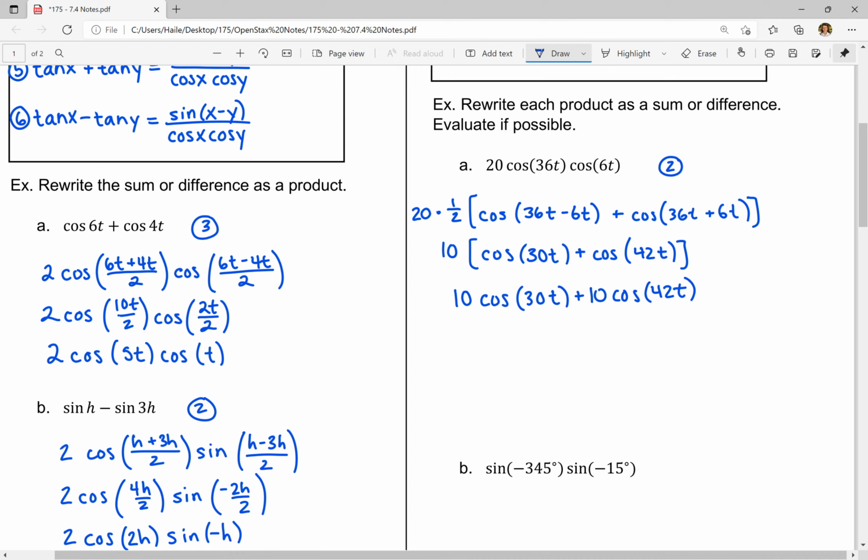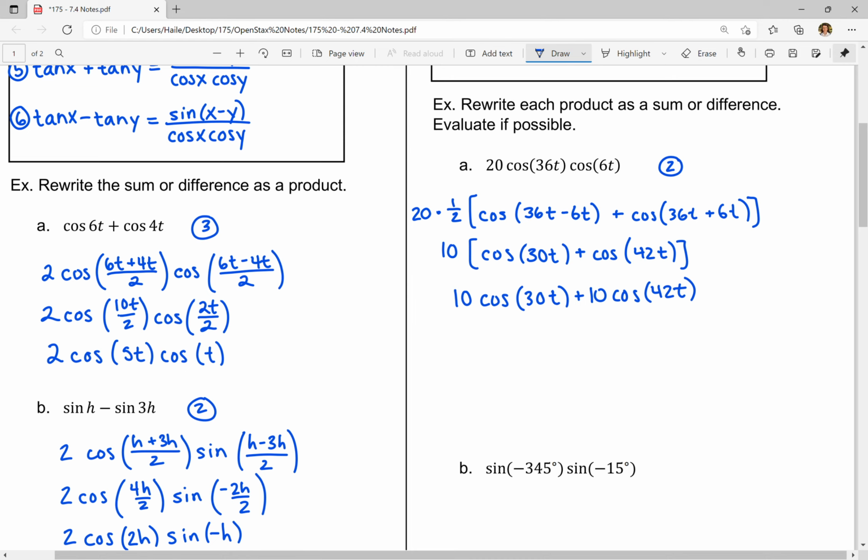And then technically your answer is now wholly a sum. Before, we still had 10 multiplied by something, and that operation was outside of the adding. But now the adding is our main operation. So this answer is probably what WebAssign will like better.